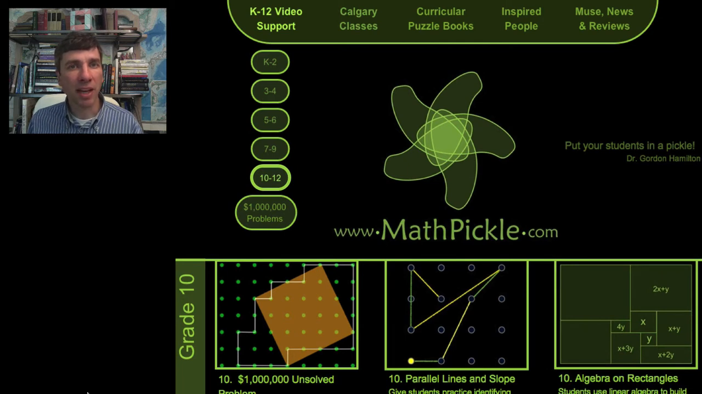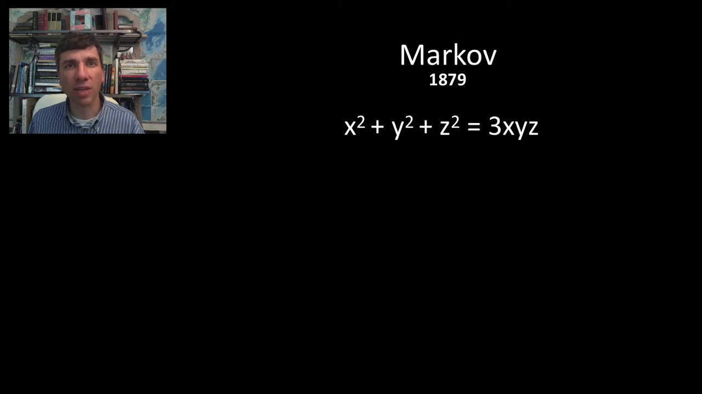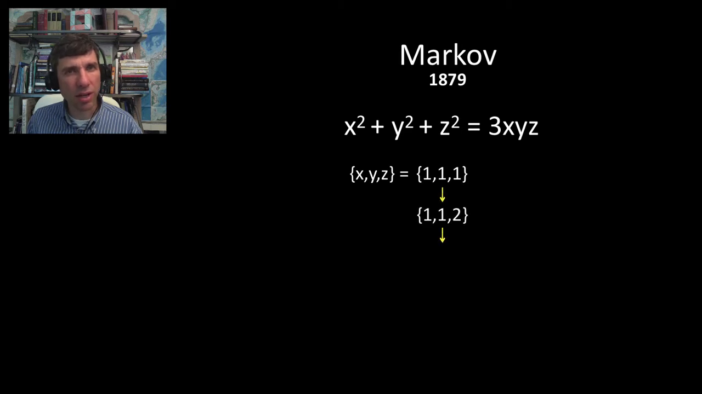The next problem comes from 1879, and it is the brainchild of Andrei Andreevich Markov. The problem is to find integer solutions for x squared plus y squared plus z squared is equal to 3xyz. One solution that your students might find pretty quickly is x, y, z equal to 1, 1, 1. But there's other solutions that are more difficult to find. How are we going to search for them?